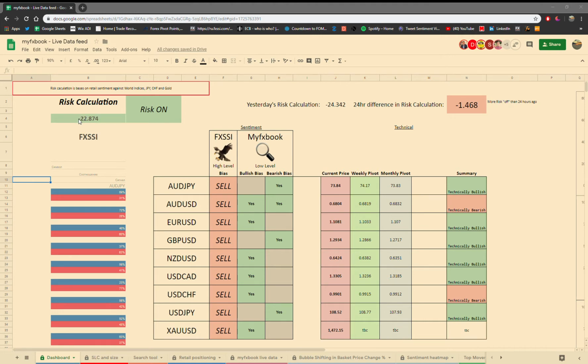Now, when that number goes to zero, it tells us that the retail have now gone long world indices and they're selling the safe havens. And when they do, then that's possibly a market top. So, yeah, I've done an article on risk on, risk off, which I'll append to this YouTube video. It's quite easy to understand. It's just one or the other, and we're currently on at the moment.